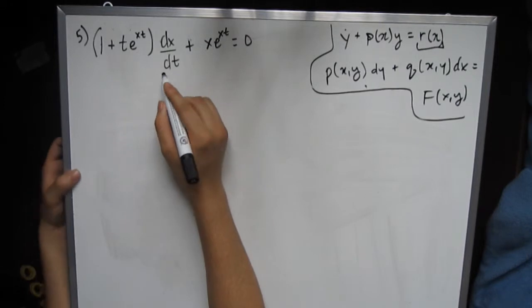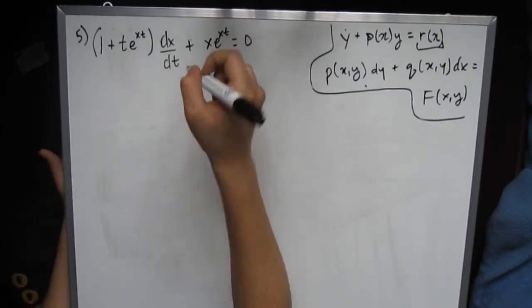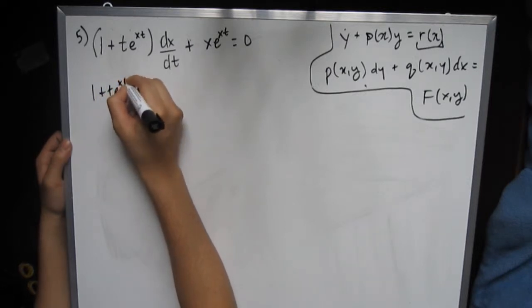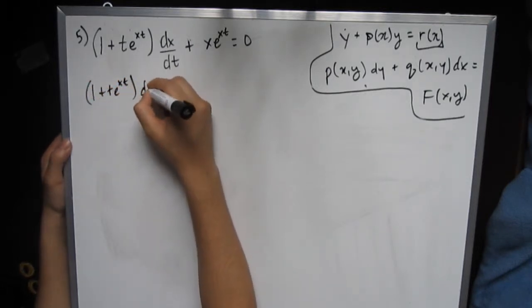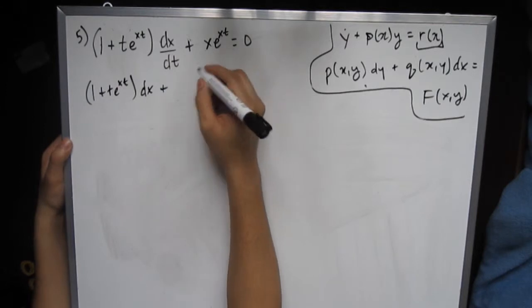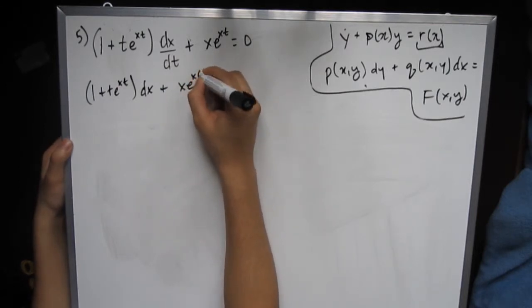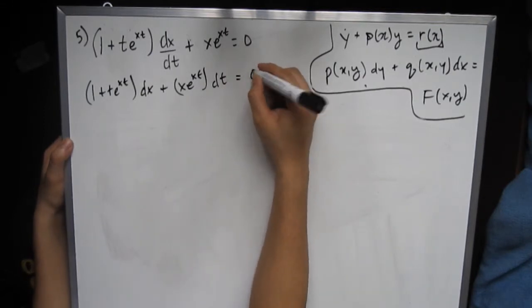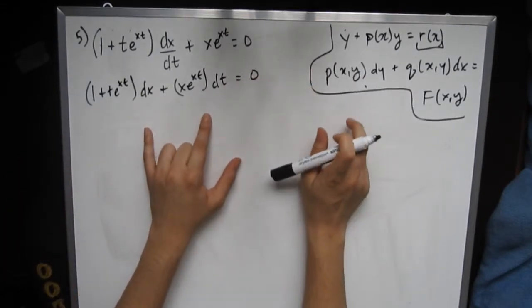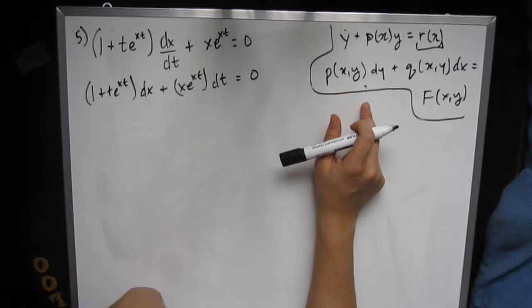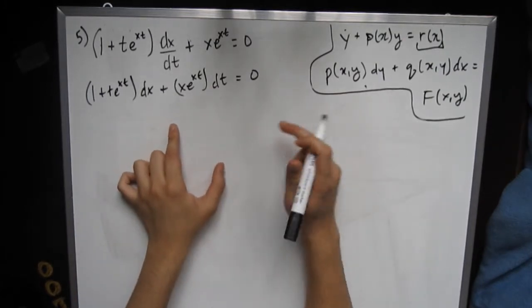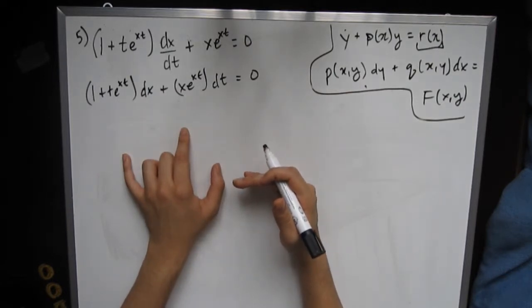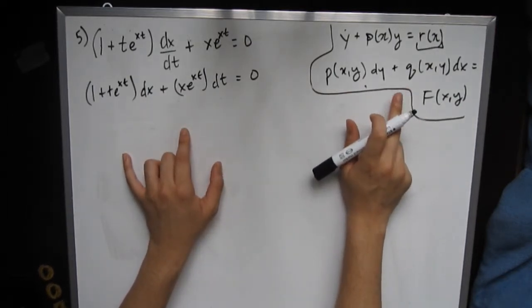So by just multiplying both sides of the equation by dt, you get a simple equation: (1 + t e^(xt)) dx + x e^(xt) dt = 0. Now, if you notice, it's exactly in this form. So we can go ahead with the steps that are involved in solving an equation like this.